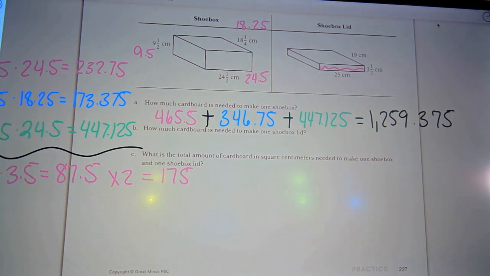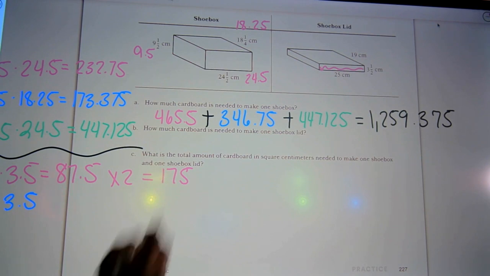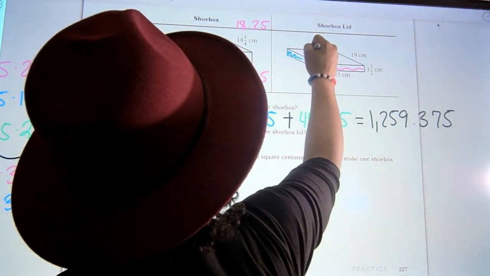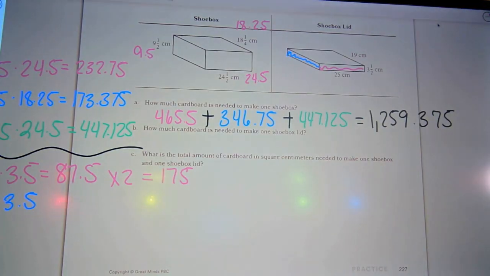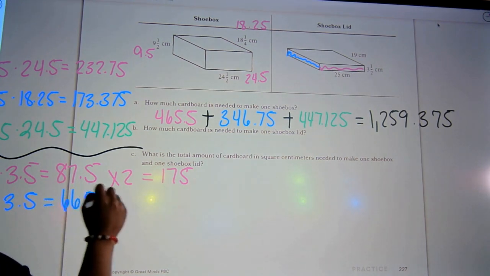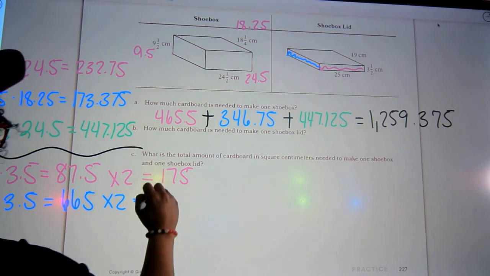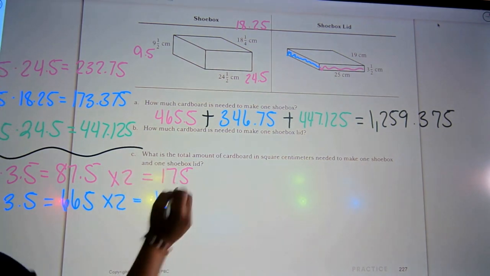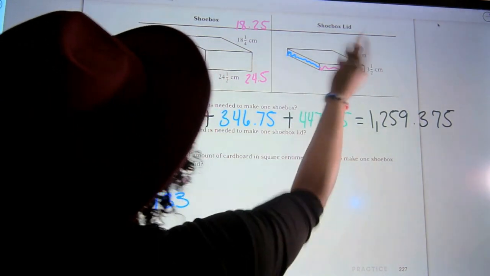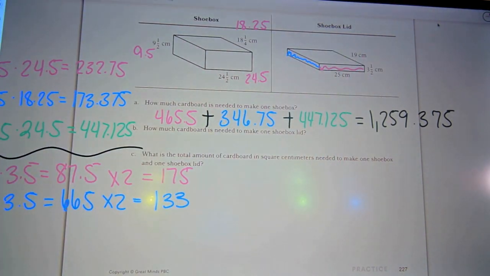Then our next one, we have 19 times 3.5. So that represents our side right here. We have 19 times 3.5, so that will be represented twice. So we get 66.5. We want to multiply that by 2. So we get 133. So the only thing that's not represented twice is our 19 by 25, which is our top. So we want to represent that just once.